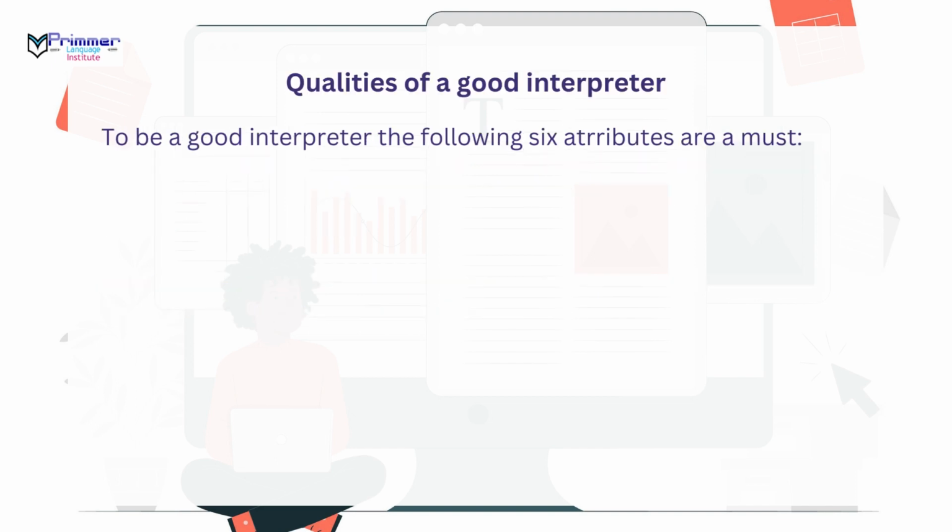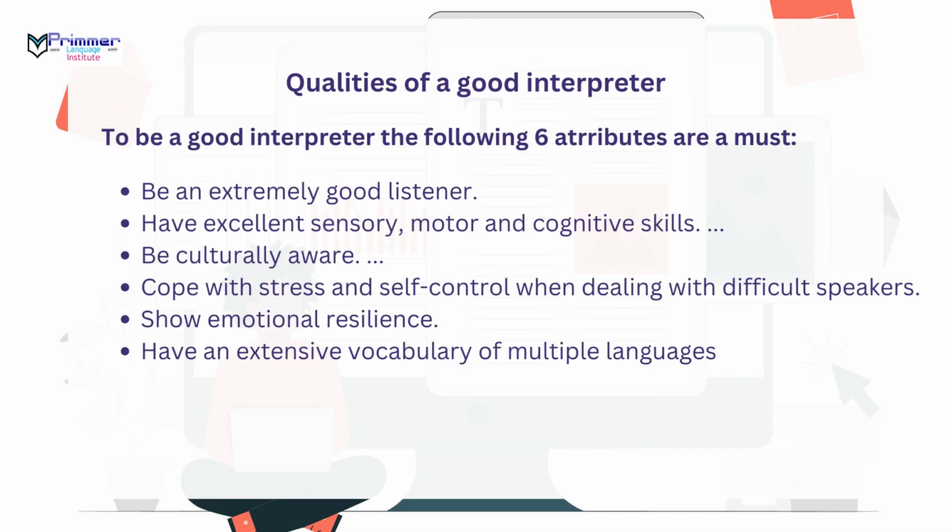Qualities of a good interpreter. To be a good interpreter, the following 6 attributes are a must. You have to be an extremely good listener, have excellent sensory, motor, and cognitive skills. You have to be culturally aware of what goes on in the language, the country or language you are interpreting in or listening from. You have to have self-control, cope with stress, and manage difficult speakers. You have to be emotionally resilient, and you have to be strong. Then your linguistic competence has to be top notch.